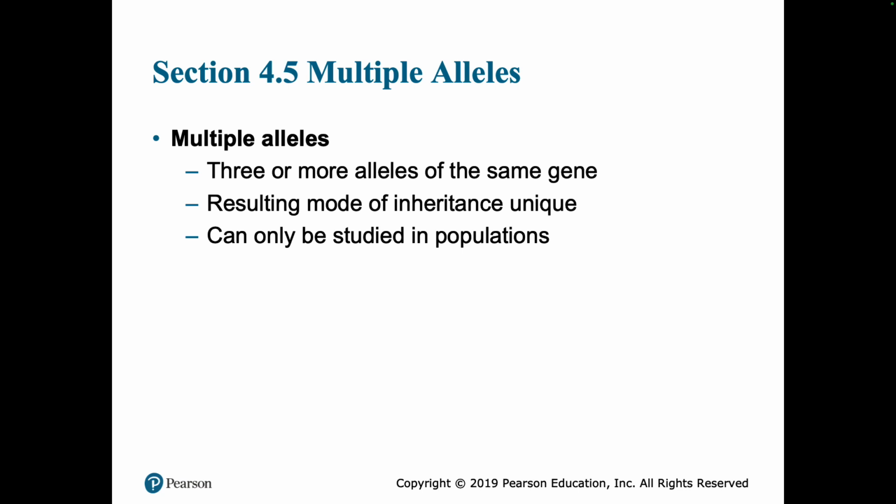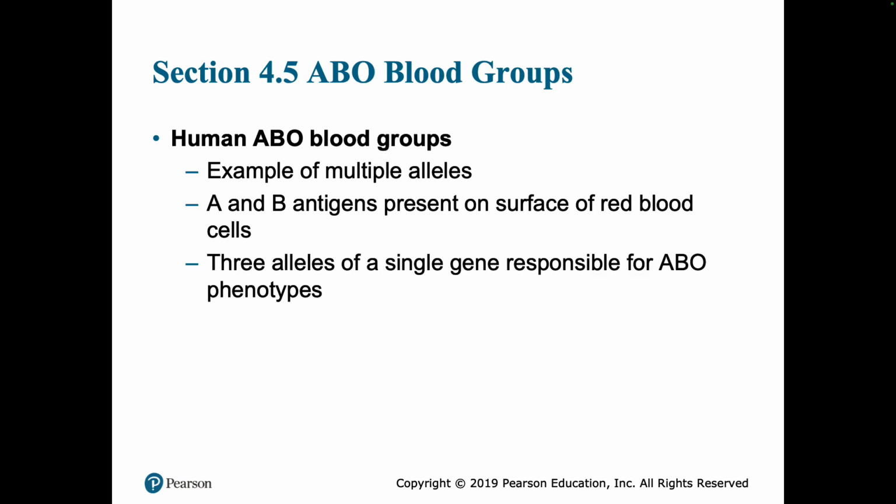And in this case, you can't really look at it on an individual basis. You have to really consider the entire population to get an idea of how the inheritance is working. And the classic example of a locus with multiple alleles is the human ABO blood groups. So in the case of the ABO blood groups, you have additional antigens on the surface of your blood cells, sort of like the M and N. Right. There are three different alleles.